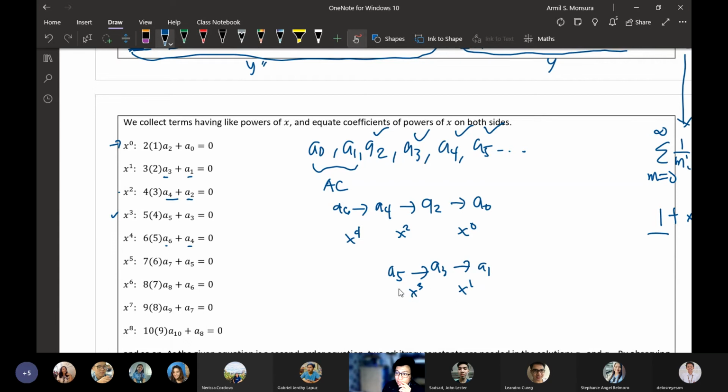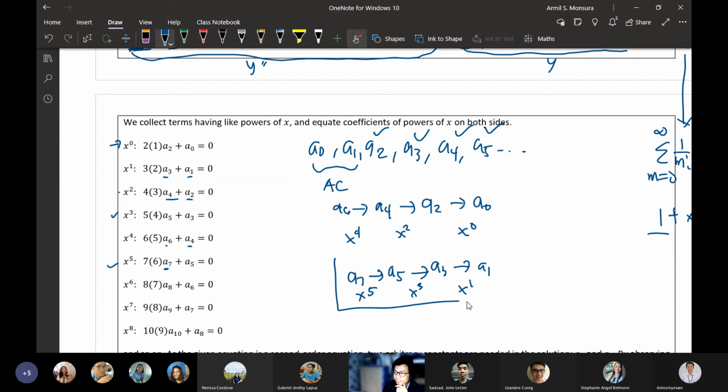Okay? Ito, tingnan nyo to. X raised to 5. Mukhang kaya kong i-express si A7 papunta kay A5. So, I can express A7 papunta kay A5, sabi nung coefficients ng x raised to 5. Okay? Which in turn, itong A7, pwede ko palang i-express papunta kay A1.